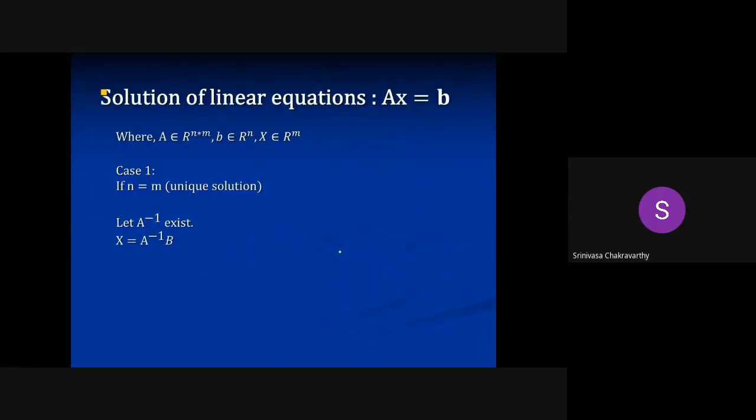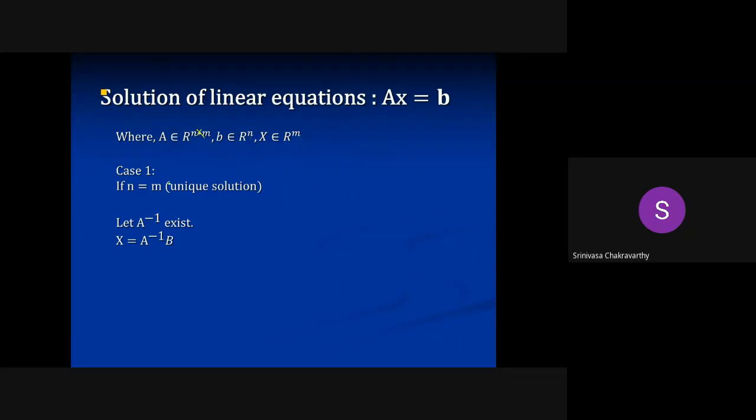So with this background, we are now in a position to look at the solution of linear equations Ax equal to b. Here we have different situations. A is a matrix. In general, we'll take it as a rectangular matrix, that is, it's in R to the n times m. It's an n by m matrix, and b is an n-dimensional vector, x is an m-dimensional vector.